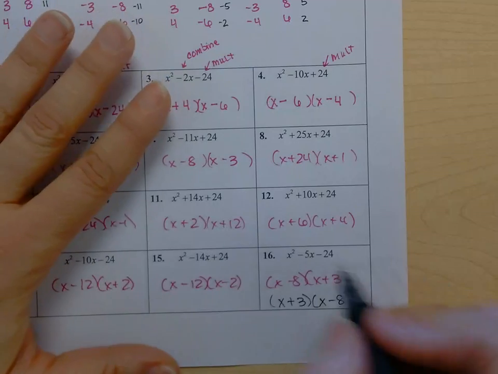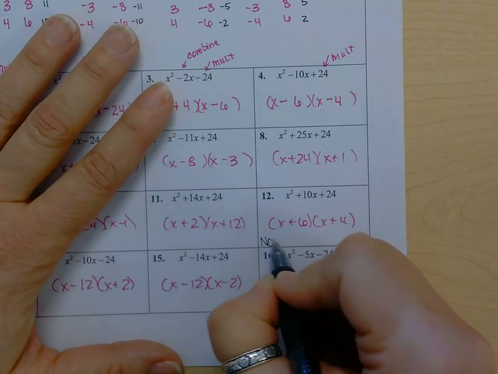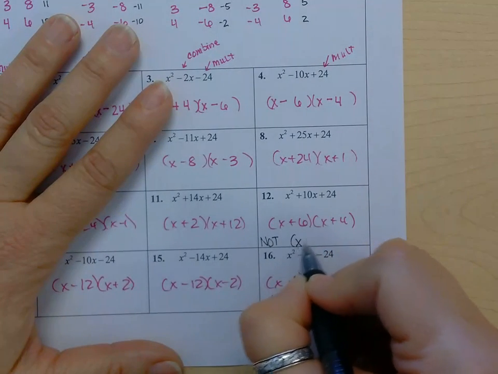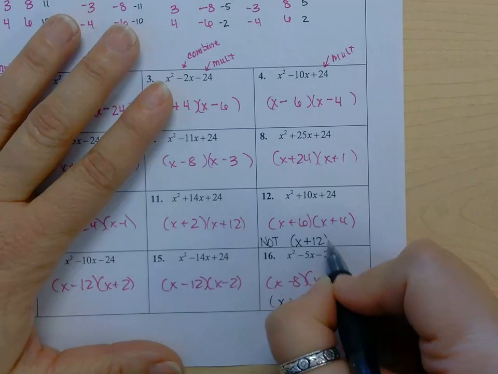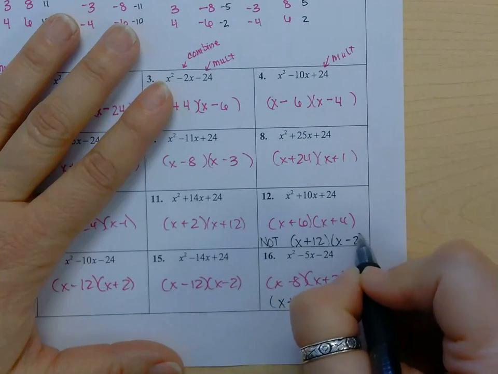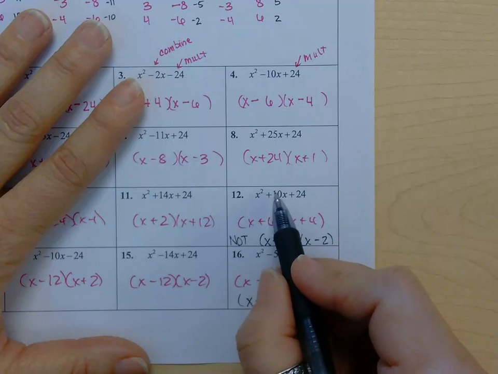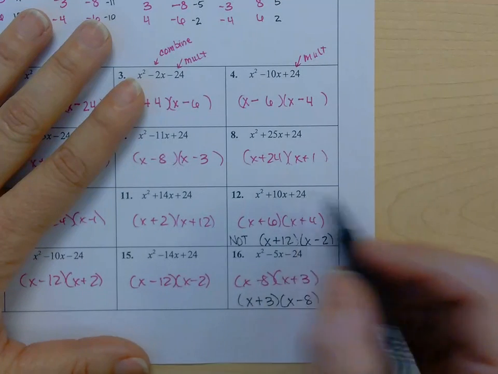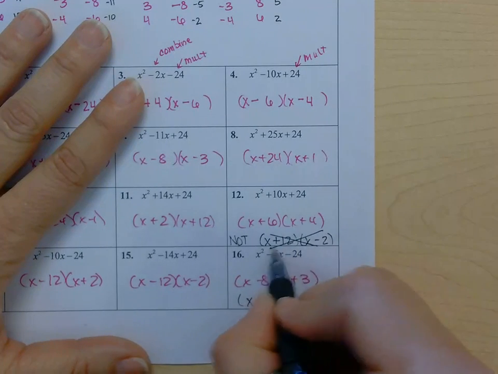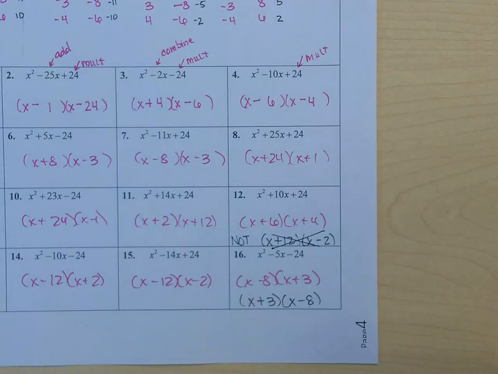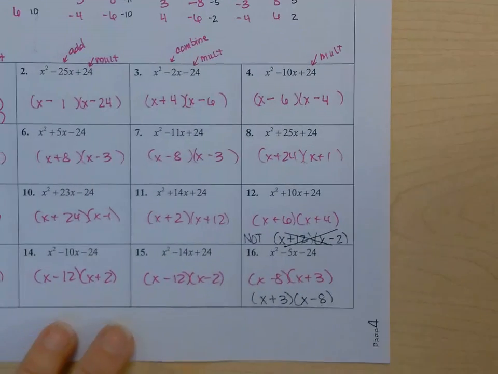Now, one thing I want to point out on this one. It is easy sometimes to look at this one and think about 12 and 2. And although this would give you a 10x in the middle, it would not multiply to a positive 24. That does not work on that one. So you have to actually do the check of how does it multiply back, and am I picking the right numbers?